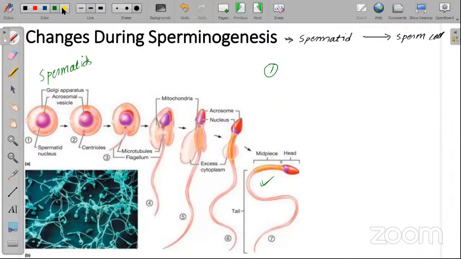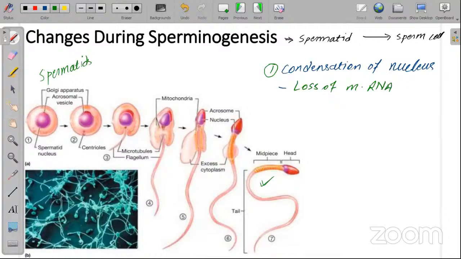Here I am giving a title, that is condensation of nucleus. And here what happened? The first thing that happens in this process is loss of mRNA in the nucleus as well as acidic protein. Then my question for you guys, why is mRNA lost from the nucleus?